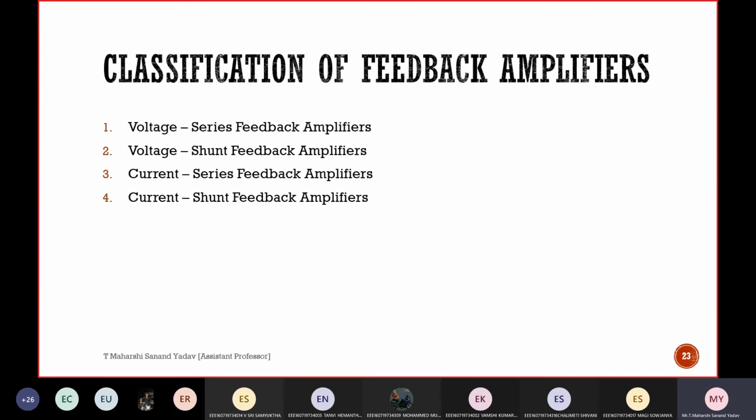Classification of feedback amplifiers. Important for long answers. Voltage series, voltage shunt, current series and current shunt. So can I ask questions?